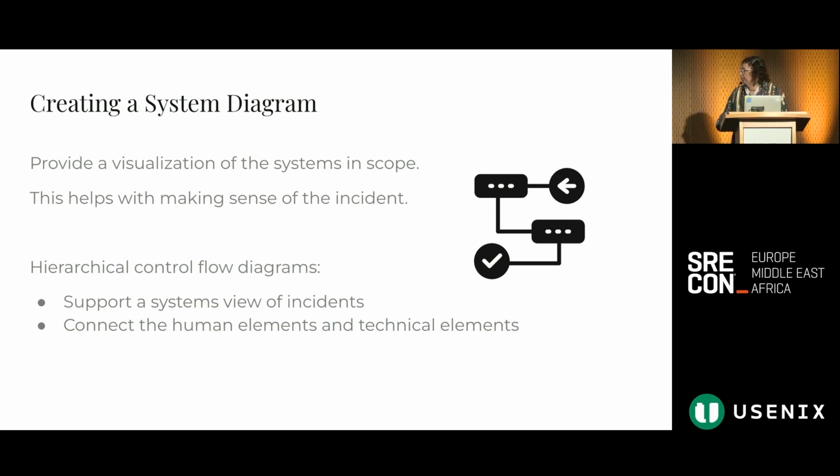But I'm going to talk to you for a couple of minutes about hierarchical control flow diagrams. These are a tool that come out of Nancy Leveson's work on STPA, and they've been very valuable to me in my incident review practice. There are a couple of reasons for that. Number one, they inherently surface the safety constraints of the systems that you're talking about. That's exactly what they're purpose-built to do.